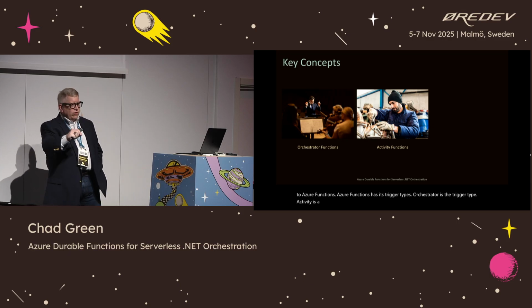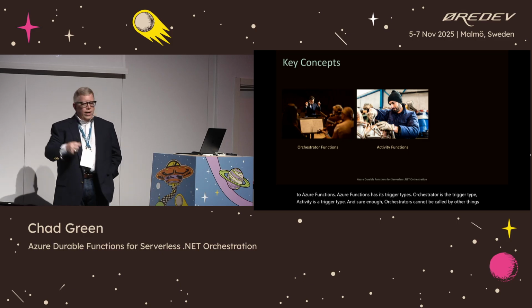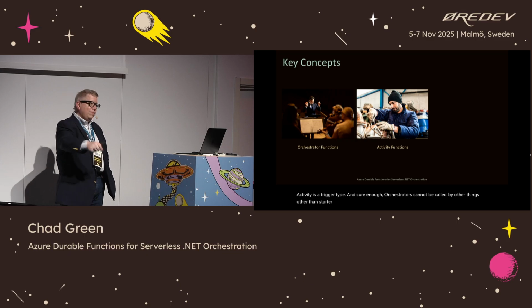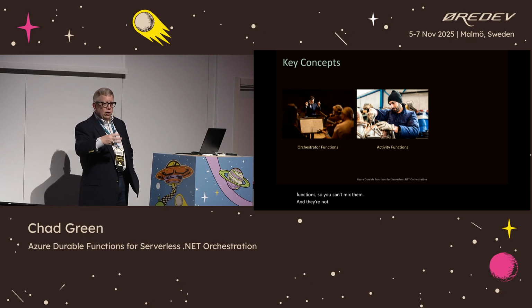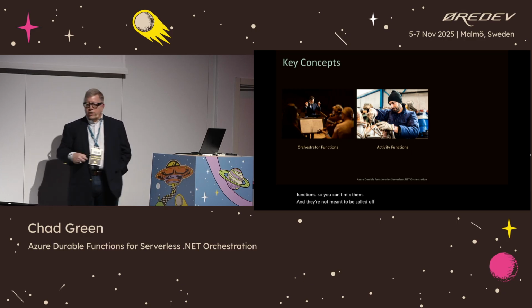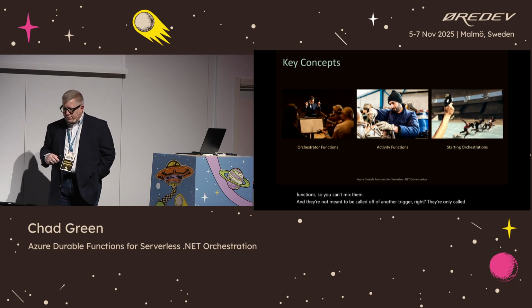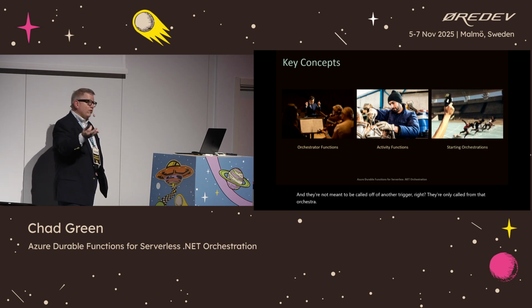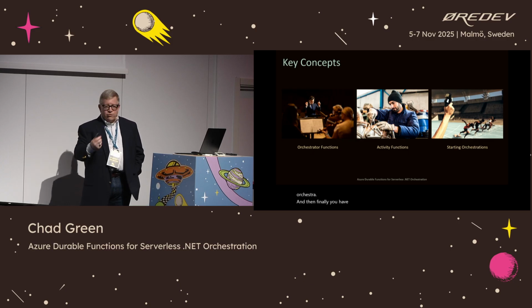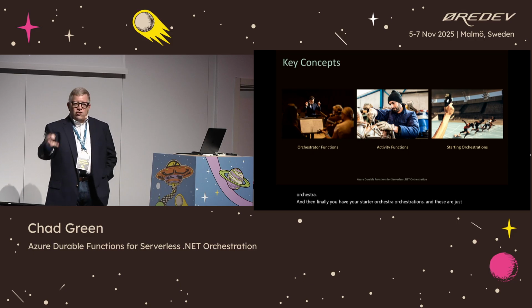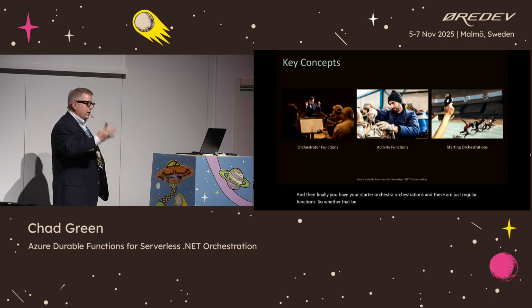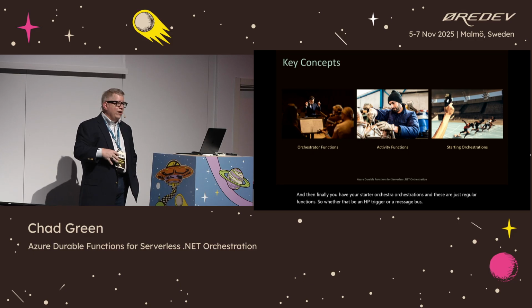And sure enough, orchestrators cannot be called by anything other than starter functions, and activity functions can only be called by orchestrator functions. So you can't mix them. They're not meant to be called off of another trigger, right? They're only called from that orchestrator function. And then finally, you have your starter orchestrations. These are just regular functions, whether that be an HTTP trigger, a message bus, whatever you need to trigger off that event.